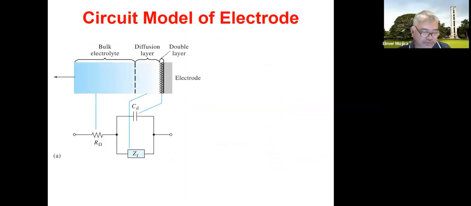Okay? Now, let's look at the so-called circuit model of a working electrode. When we're talking about the circuit model, it's useful and instructive to represent the electrochemical cell as an electrical circuit that responds to excitation in the same way as the cell. So you have the electrode, the double layer, the diffusion layer, the bulk electrolyte. This is not new to you. We have discussed this before.